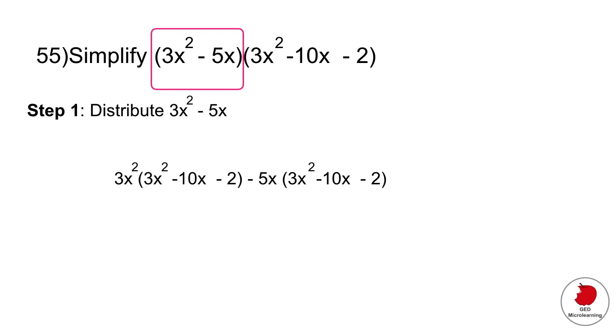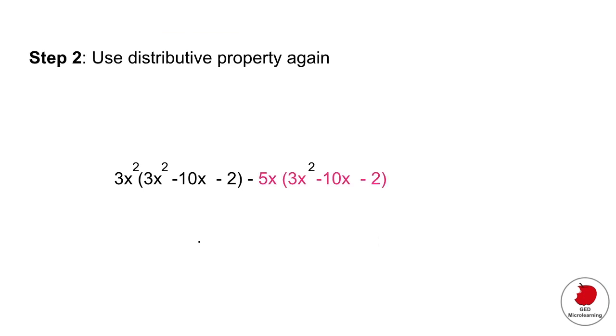Okay, so you're going to multiply the 3x squared by everything that's in the bracket on the right side, and minus 5x also multiplied by everything that's in the bracket there on the right. Okay, so you would multiply as you see there below.